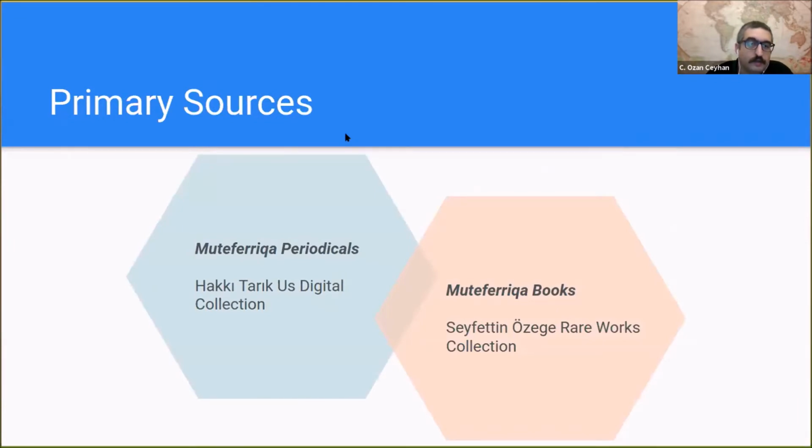Our source in this periodicals website is the Hakkı Tarık Us collection. Hakkı Tarık Us, maybe some of you know him, is a collector, a writer, and politician, one of the most important intellectuals in the Ottoman and early Republican period of Turkey, who has valuable collections of periodicals. And we are also going to have another database on books, from Seyfettin Özege, who is a collector and bibliographer in the Turkish Republic. We are going to present two different databases. One of them focuses on periodicals, one of them focuses on books.